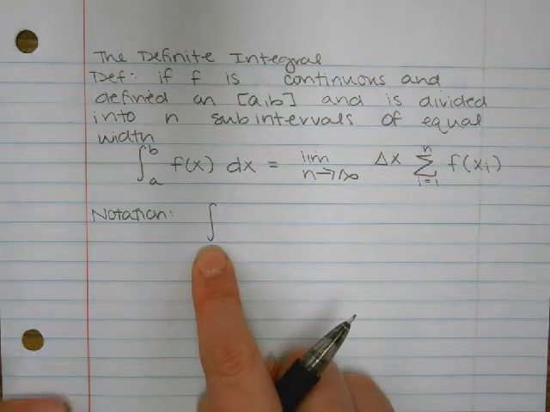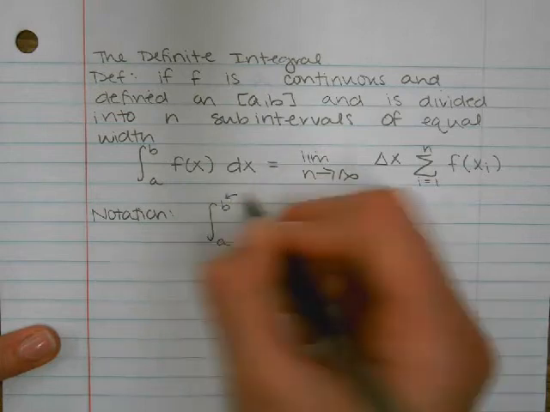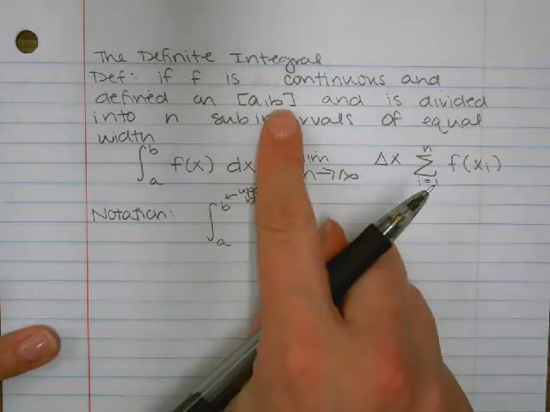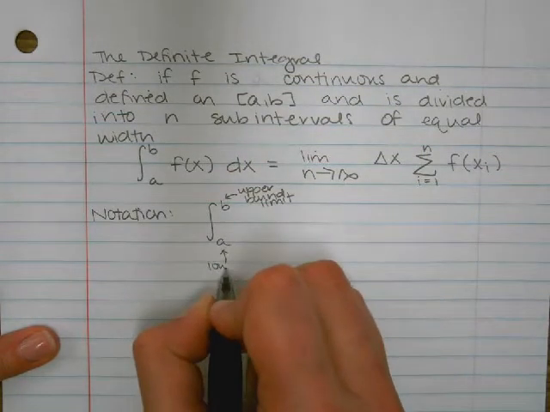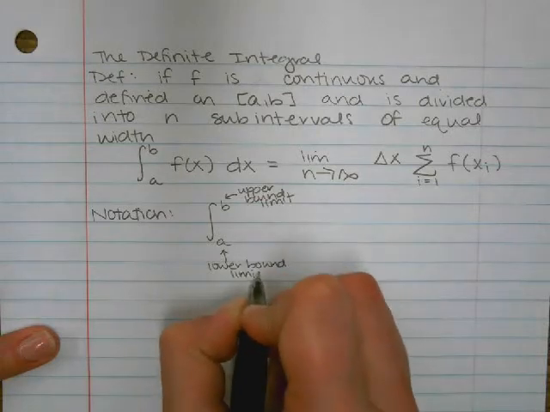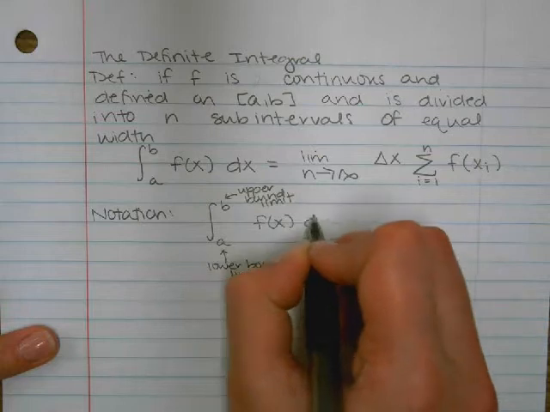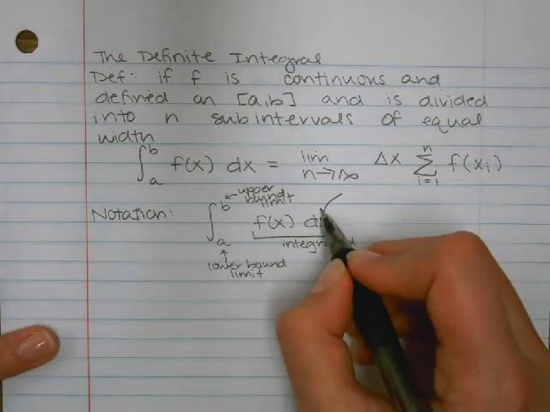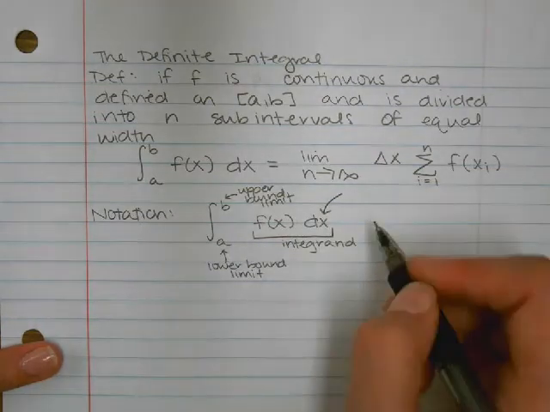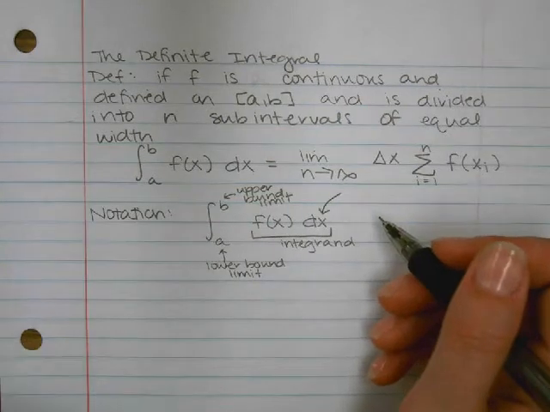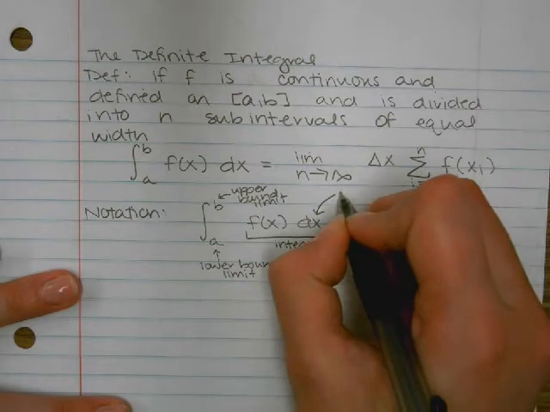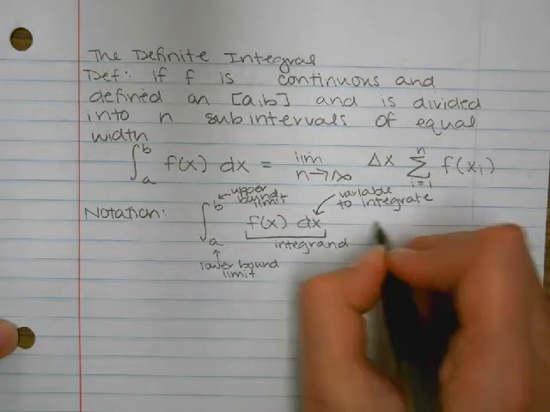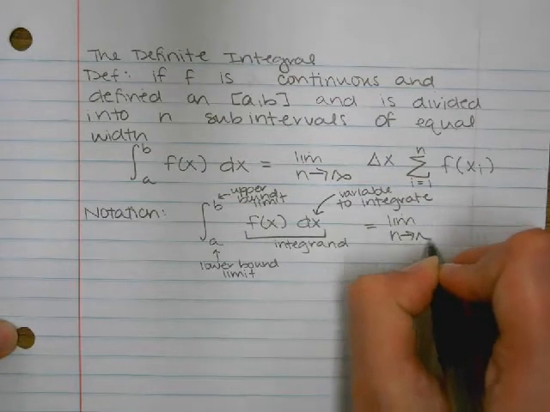So this is what we use for our integral. The number up here is our upper bound limit. So that was the b, the upper bound of the interval. This is our lower bound limit. And then f of x dx is called the integrand. You're going to say dx if x is the variable that you are integrating, or you would use y if y was the letter that you were integrating, or whatever variable you're using. So this is the variable to integrate. And then equals the limit as n goes to infinity.